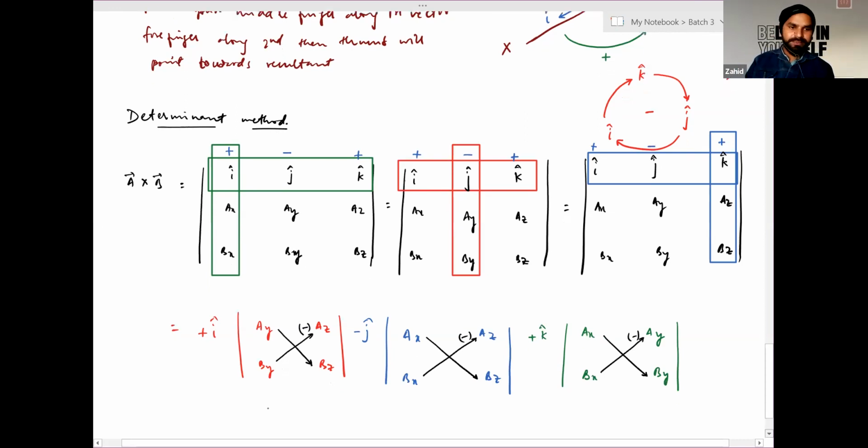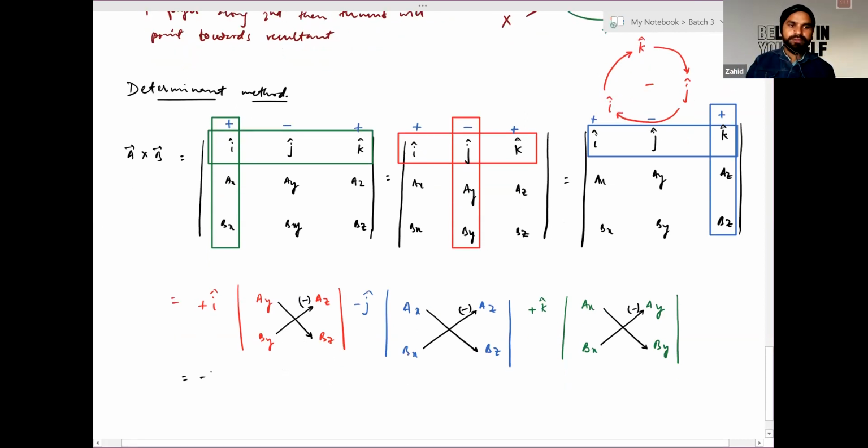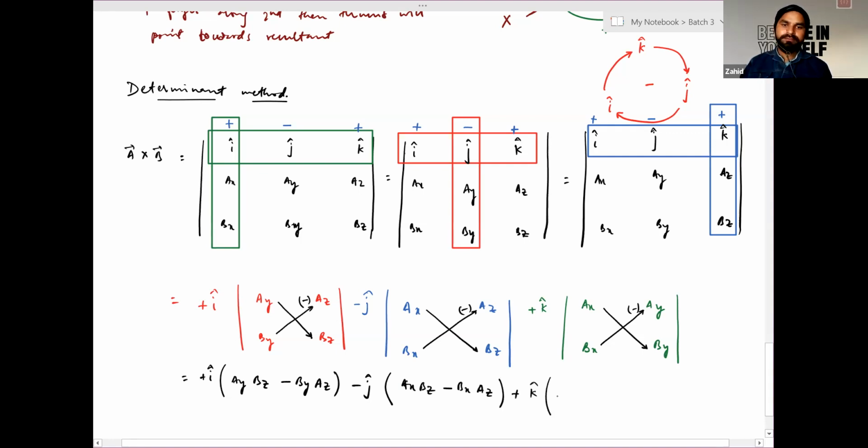So if you simplify it, you'll get plus of I cap times AY BZ minus BY AZ, minus of J cap, AX into BZ minus BX into AZ, and plus K cap, AX into BY minus BX into AY. Is it clear till this part? How to expand using the determinant method?